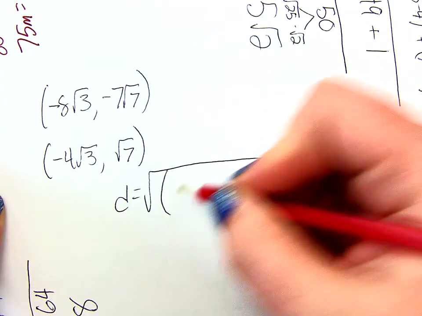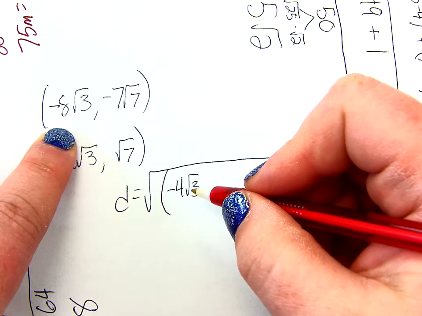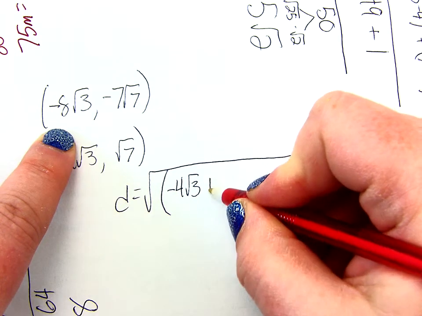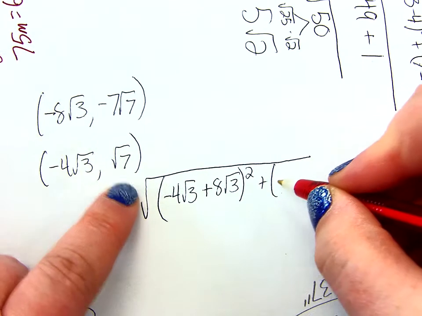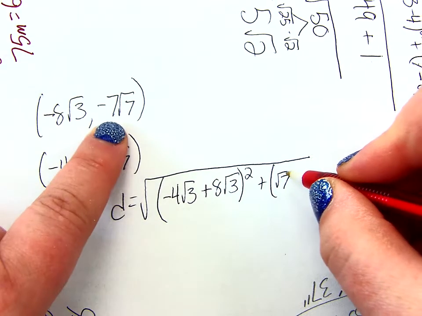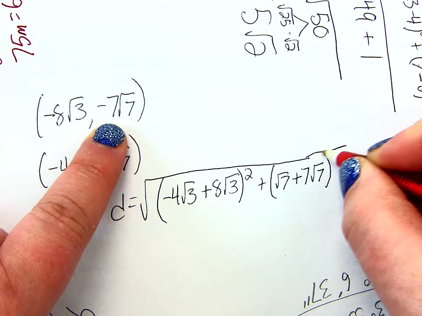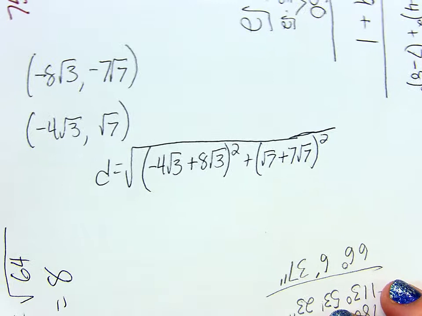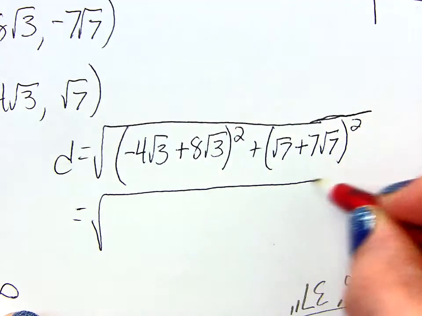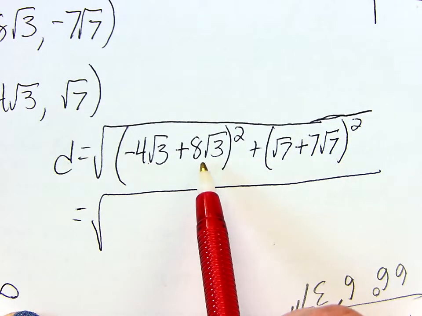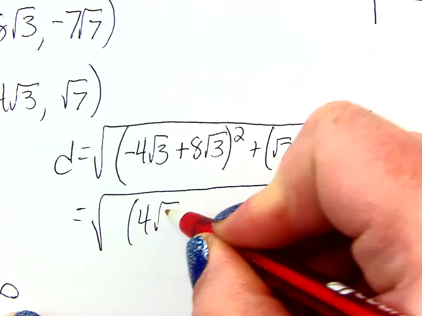big old square root, subtract the x's. So negative 4 root 3 minus negative 8 root 3 becomes plus 8 root 3. Close it, square it. There's my x's. Do the y's. It'd be root 7 minus negative 7 root 7 turns into plus 7 root 7. Close it, square it. Okay, now it's just a matter of being careful with your numbers. So, negative 4 root 3 plus 8 root 3 would get me positive 4 root 3.